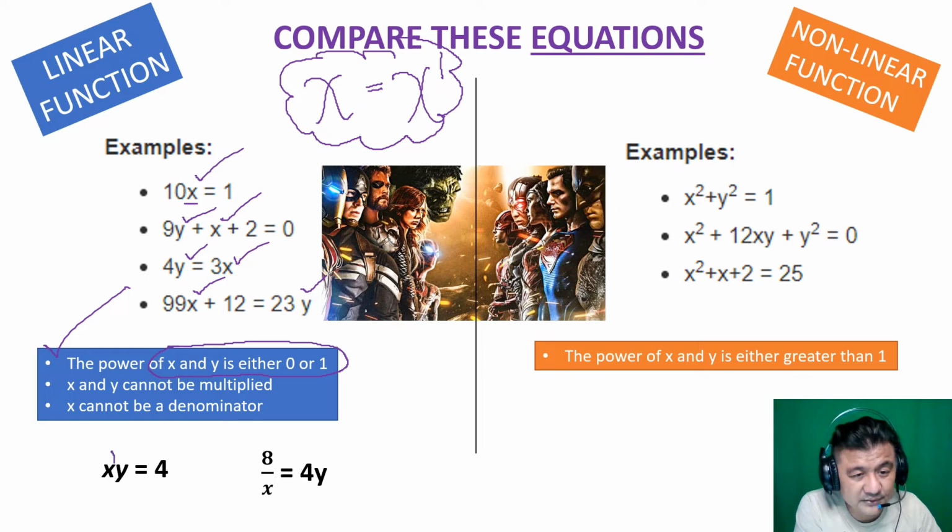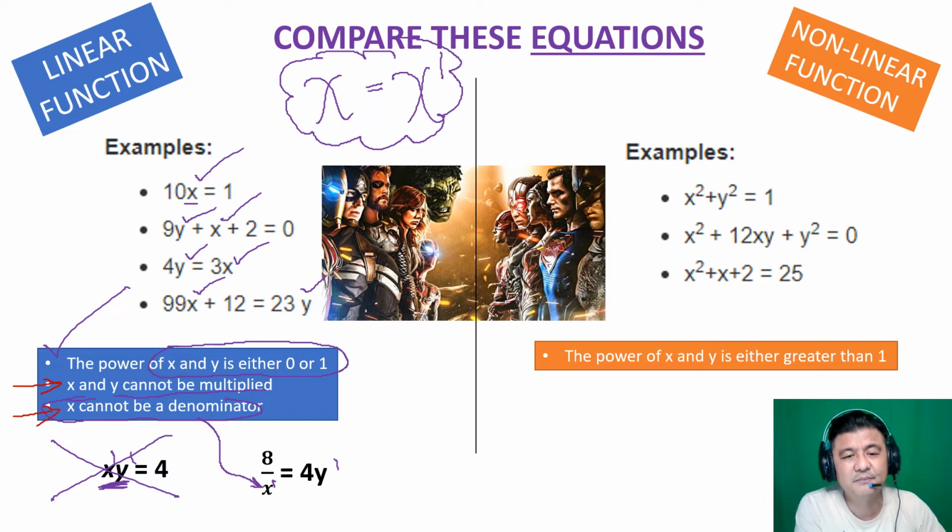Here the exponent is 1. The exponent is also 1. But you cannot multiply the x and the y. This is a no-no, even though the exponents are 1. So not a linear function. What else? The exponent here is 1. The exponent here is 1. But check this out: x cannot be a denominator. These are the two exceptions. Remember that. Number one, x and y cannot be multiplied. Number two, x cannot be a denominator. But if the exponent is 0 or 1, we're good.